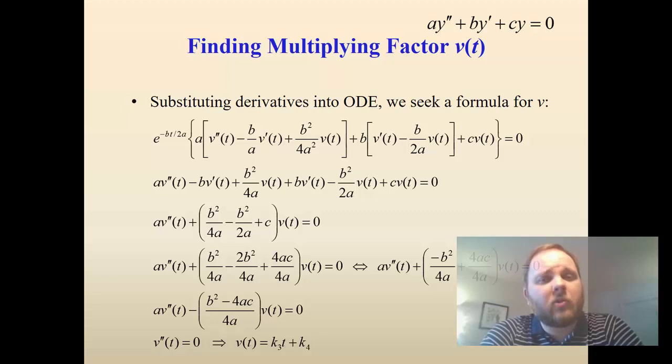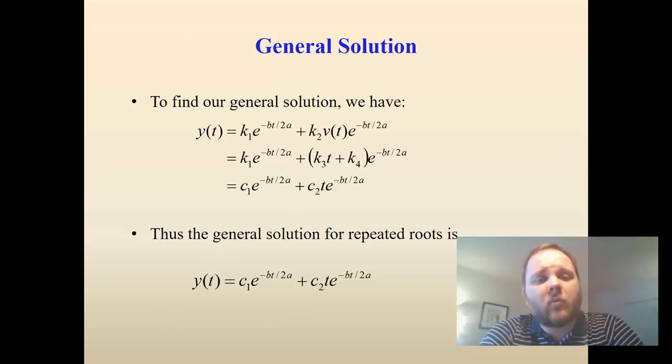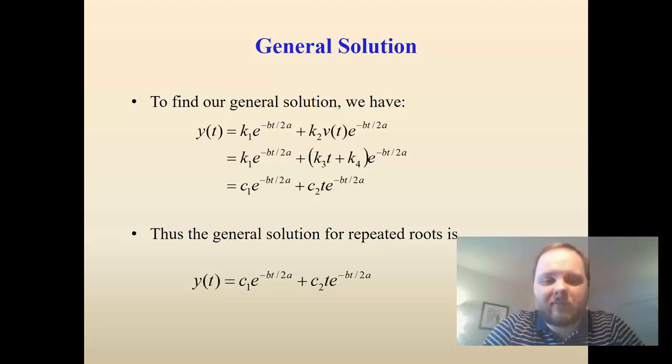Remember, this isn't what we're looking for in and of itself. We're looking for another form of that. And so once I plug that into y2, because remember y2 is going to be your original exponential function times v of t, it turns out that the second solution for the repeated root is the same as y1, but times t, your independent variable.